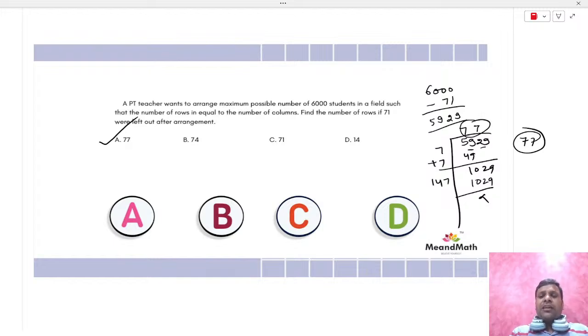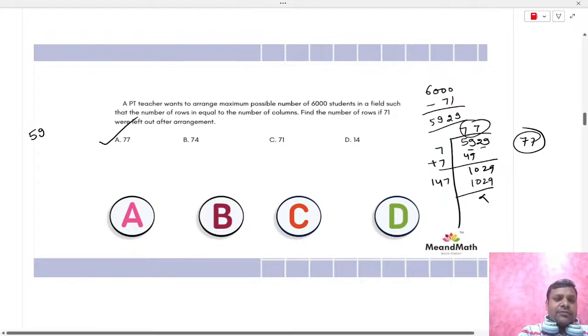This can be done by the approximation 5929. Make the pair. Unit digit is 9, so the unit digit of the answer is either 3 or 7. Here 59 lies between 7 square and 8 square.